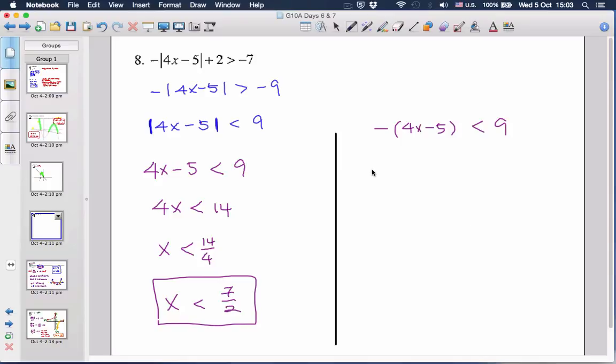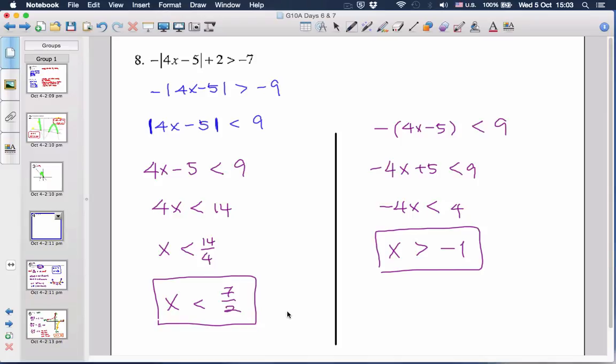Okay, so I will multiply by negative 1, plus 5, negative 4x, subtract 5 from both sides, and then x is greater than negative 1. You have to flip the sign because you're dividing by negative 4. And there you go. So x is greater than negative 1, but less than 7 over 2. So you can actually combine them that way.